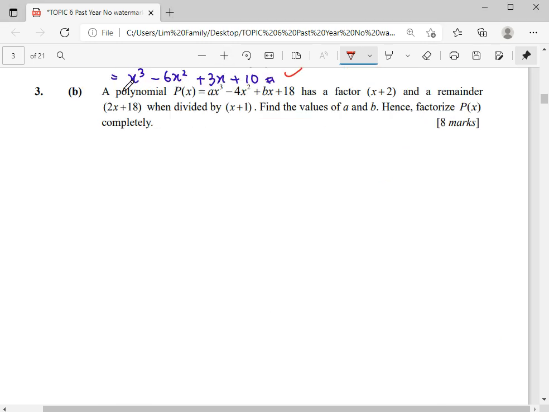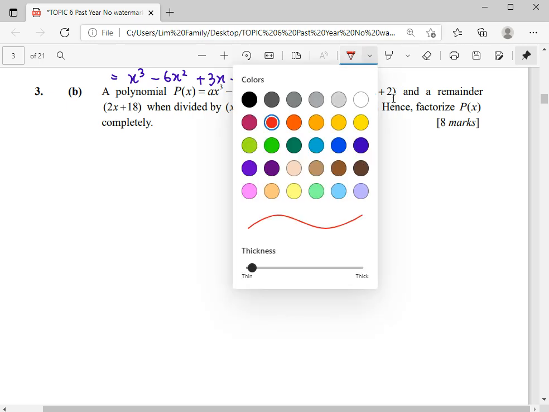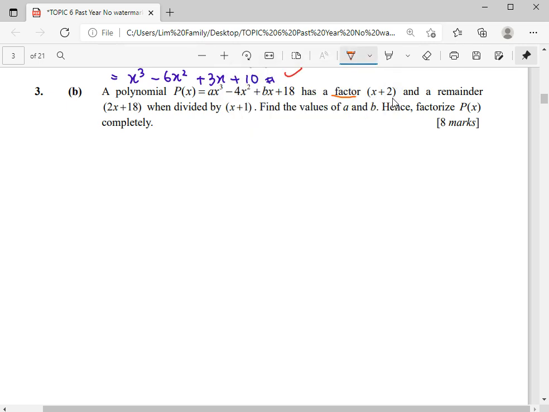So we go for question B. They say a polynomial P(x). So now we focus on another polynomial. Just now it was Q(x), now it's P(x). P(x) is another polynomial, ax cubed, minus 4x squared, plus bx plus 18, with x plus 2 as a factor. So our keyword here is factor. When you say factor, it means our polynomial will equal 0. So for x plus 2, our x value here will be negative 2. Take out the value, x equals negative 2. And then this is our factor theorem.